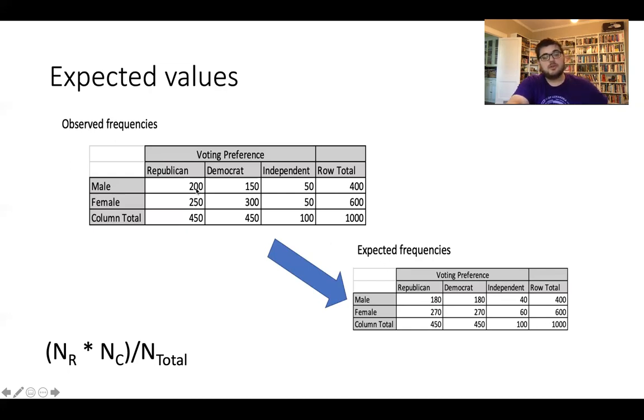And if you're going like I would, from left to right, top to bottom, the last one you'd do would be women who are independent. You'd do the column total, which is 100. There's 100 independents in the sample, disregarding male versus female. So it's 100 times 600. That's the row total for all women, disregarding voting preference. So 100 times 600 divided by 1,000, that gives you 60. That's how many people you'd expect to see in your data if the null hypothesis is true.